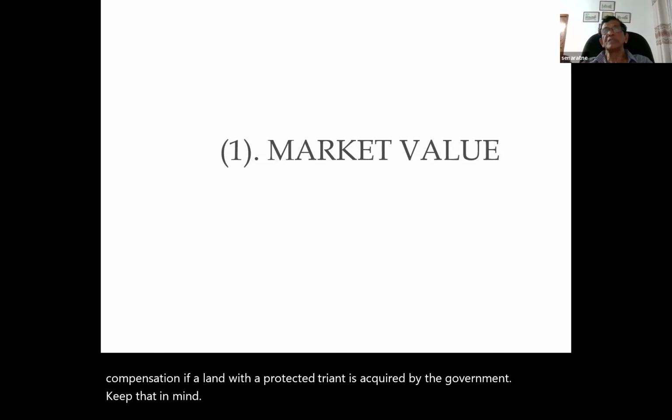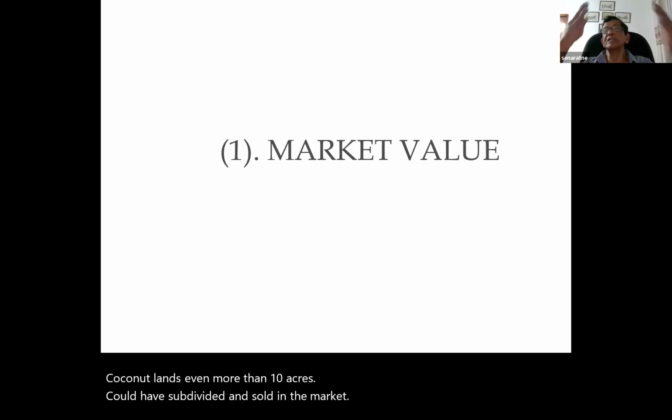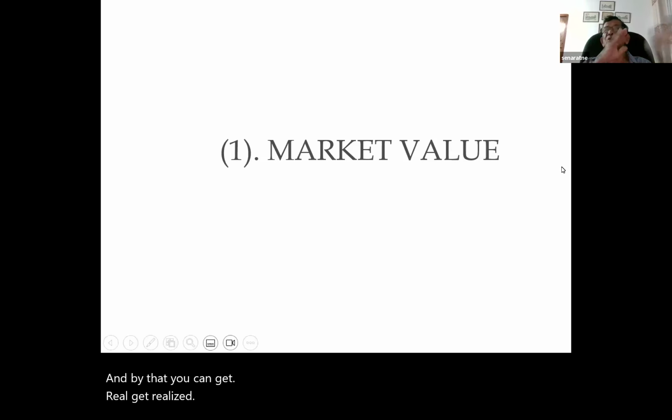Another legislation is the Fragmentation Law number 20 of 2005, which was effective from 22nd May 2005. Up to that date, coconut lands even more than 10 acres could have been subdivided and sold in the market. And by that, you can get realized a high value than the agricultural value, if there's demand. That is how it happened.